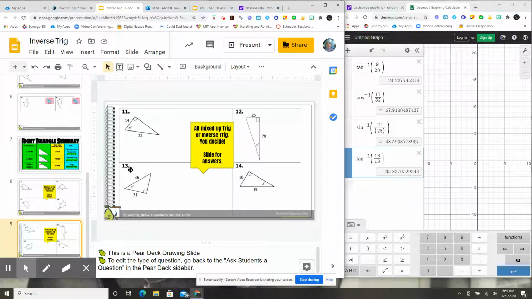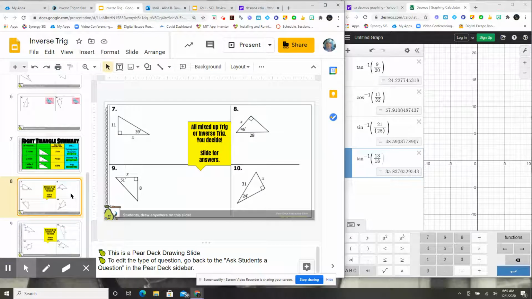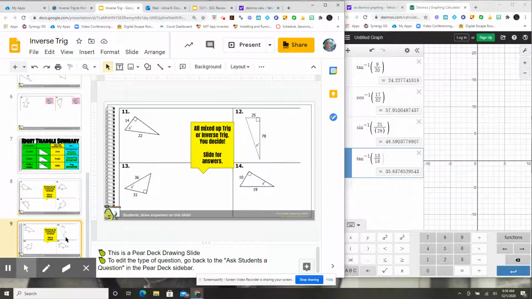Here you're looking for an angle, looking for an angle. So these are all going to be inverse trig. So even though the directions say they're all mixed up, slide 8 is all trig and slide 9 is all inverse trig.